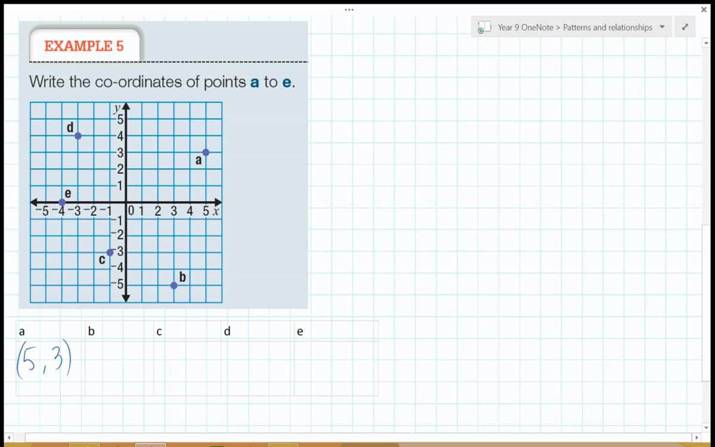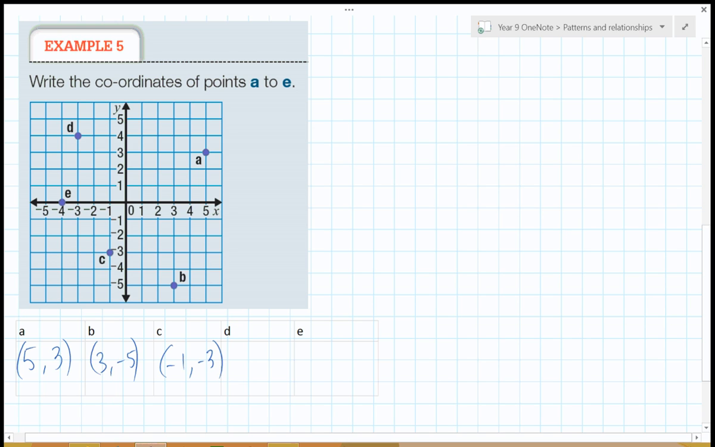Alright, hands up, question B. Keegan? 4 and negative 5. Oh, 3 and negative 5. 3 and negative 5, yep. Point C, hands up. Flynn? -1 and -3.5. We'll go with negative 3. I think it is in the corner of that point.